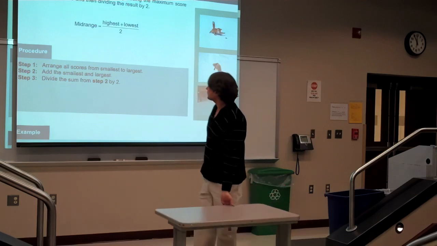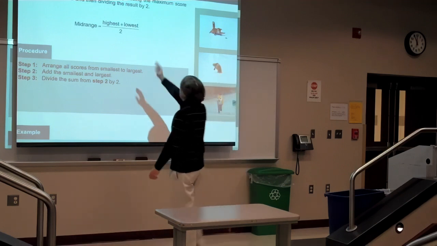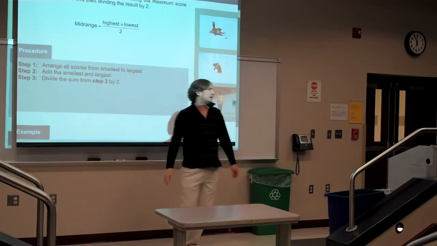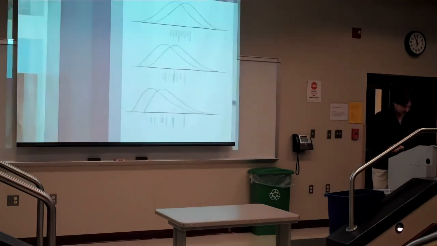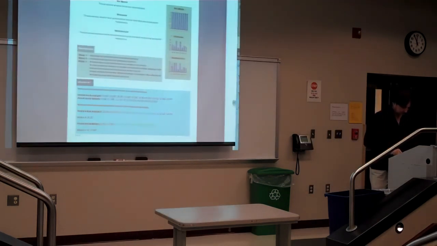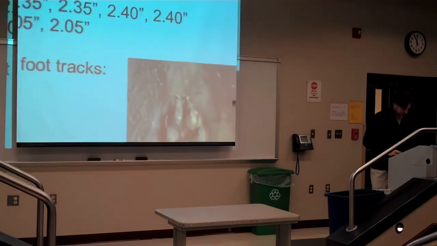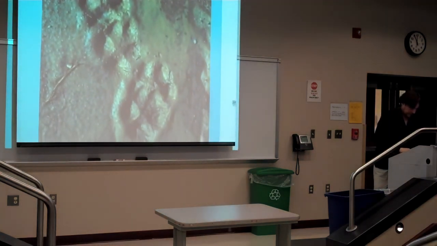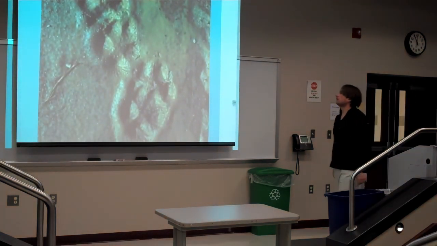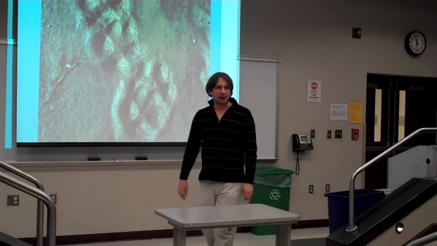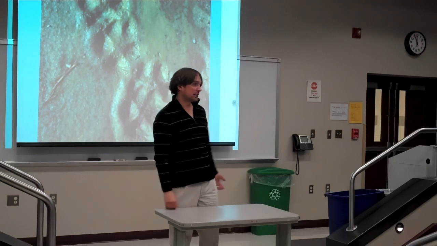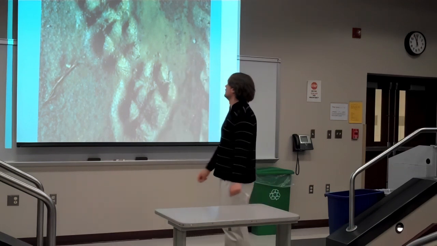All right. So we take the highest, add it to the lowest, divide by 2. Actually, let me show you something before we do the example. So this is a royalty-free photo that said that this was a fox track. Now let's look at it and see if they know what they're talking about.